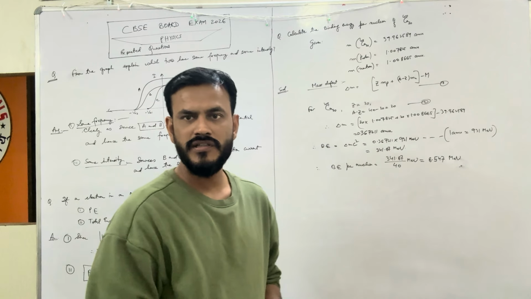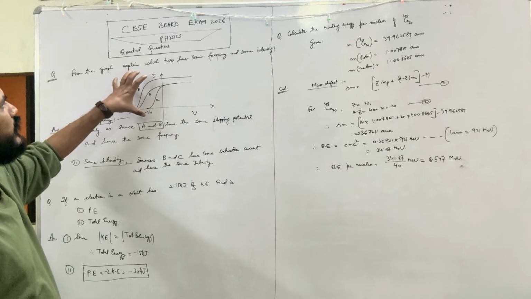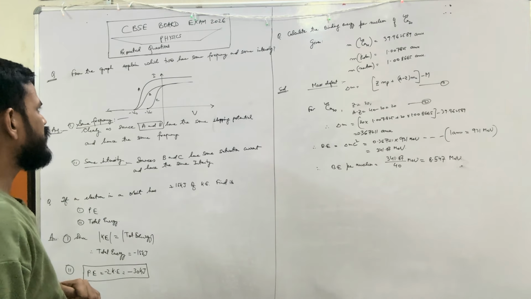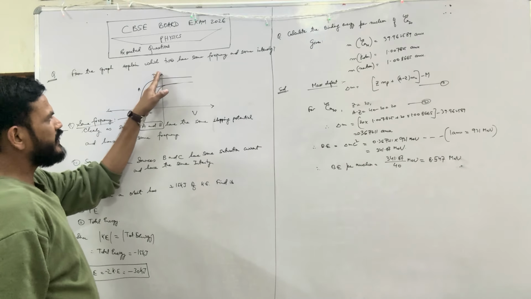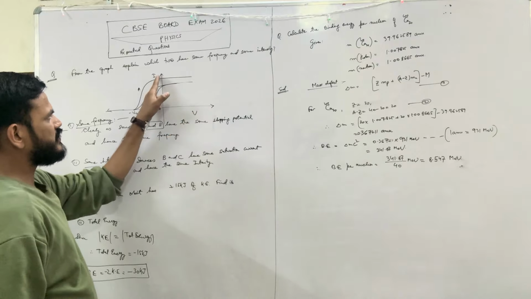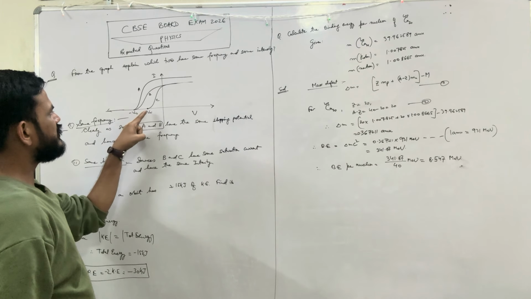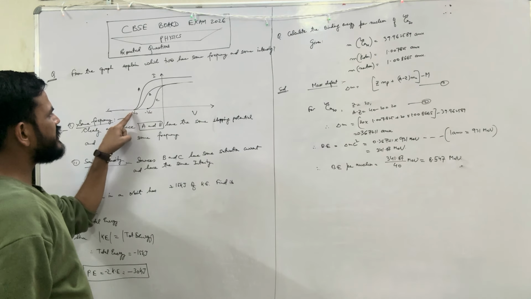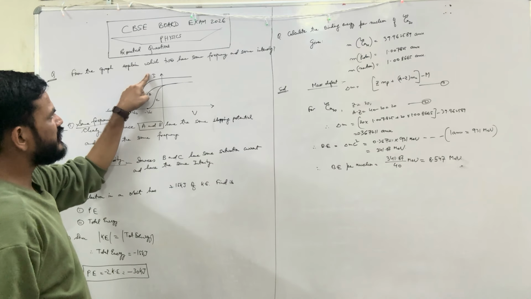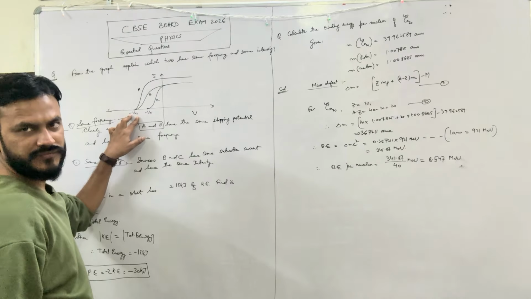So the next set of important questions: from this graph we have to explain which two sources have the same frequency and the same intensity. You see this graph is between photoelectric current and stopping potential. The graph is between current and stopping potential. You see, the sources A and B have the same stopping potential.